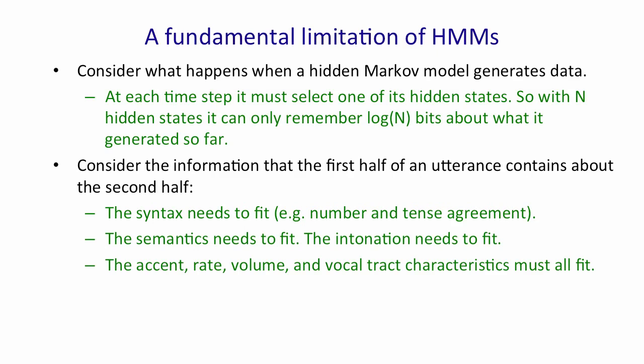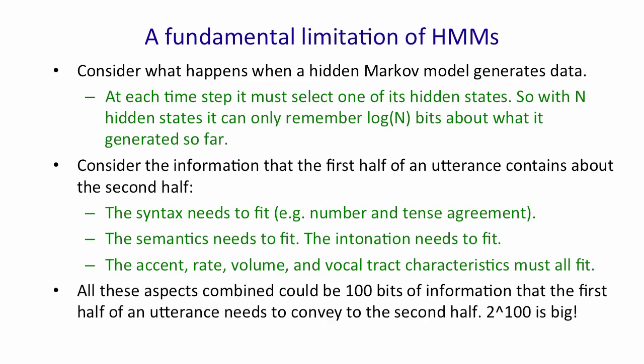There's a lot of other things that also have to fit: the accent of the speaker, the rate they're speaking at, how loudly they're speaking, and the vocal tract characteristics of the speaker. All of those things must fit between the second half of the sentence and the first half. And so if you wanted a hidden Markov model to actually generate a sentence, the hidden state has to be able to convey all that information from the first half to the second half. Now the problem is that all of those aspects could easily come to 100 bits of information. So the first half of the sentence needs to convey 100 bits of information to the second half, and that means the hidden Markov model needs 2 to the 100 states, and that's just too many.